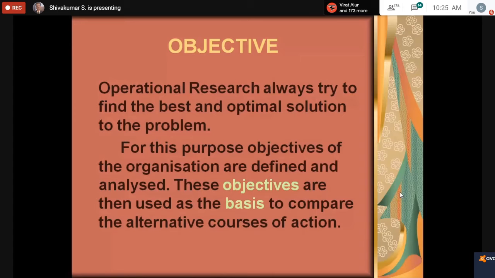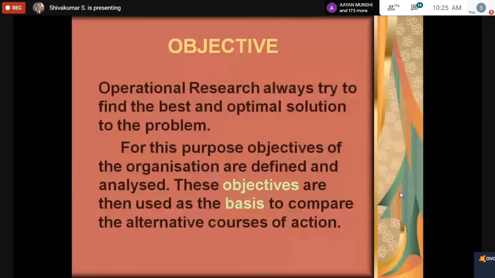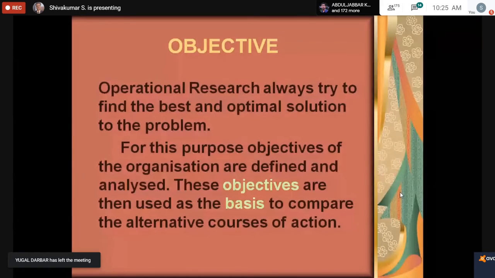These objectives are then used as a basis to compare alternative courses of action. For any problem solving, you come up with multiple courses of action, multiple strategies. You have to choose the best among the available alternatives. So these objectives are used as a basis for comparing the alternative courses of action. These are the features of OR. So I have told you two things now: first, the definition of OR; second, the features of OR.